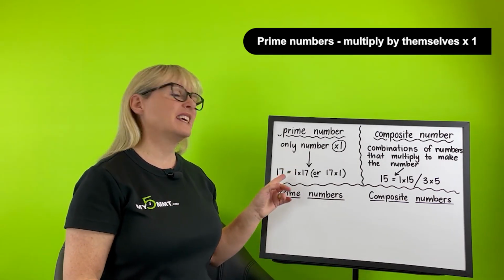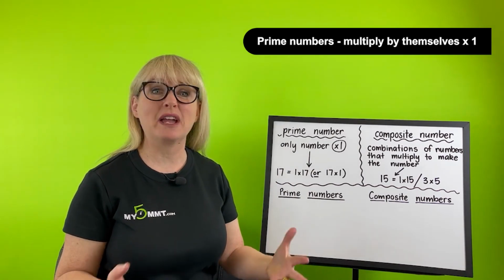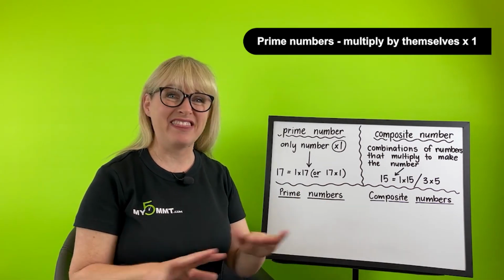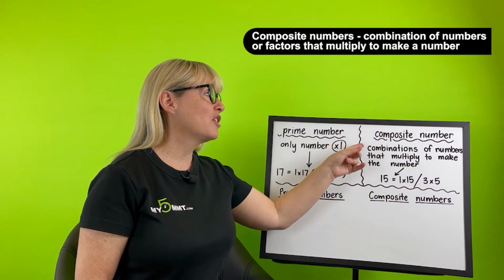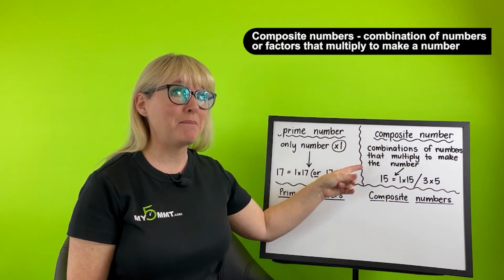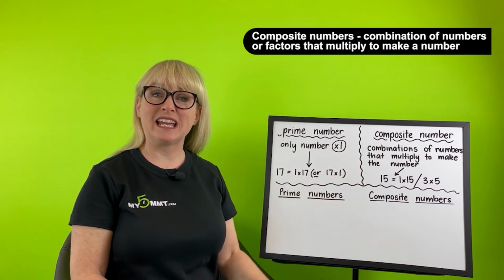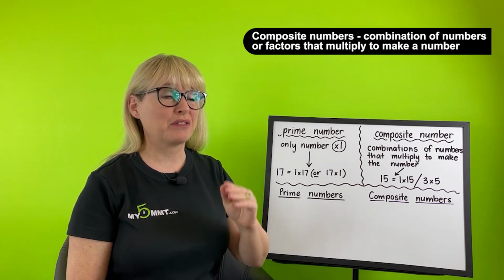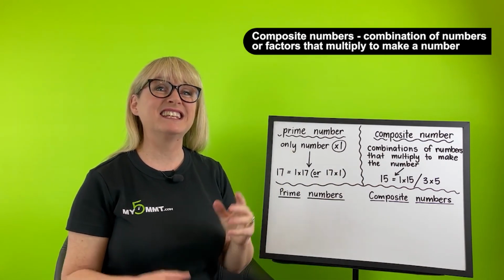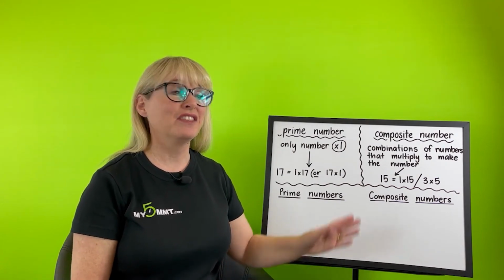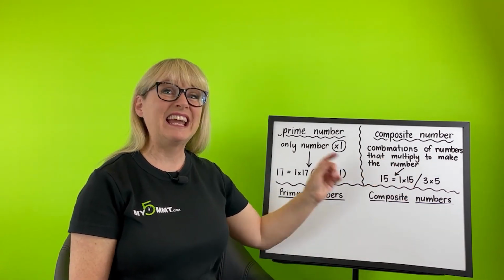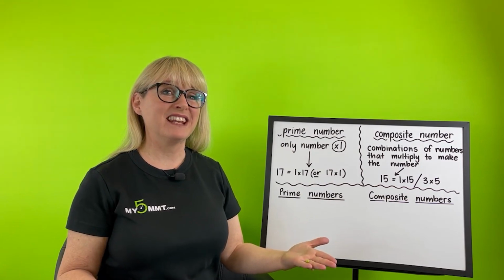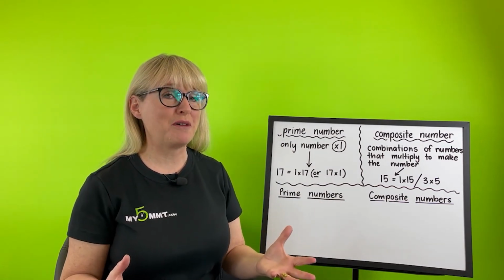A perfect example is 17 because you can only make 17 if you have one group of 17 or 17 groups of 1. It's the number times 1 and that's it. Whereas composite numbers have combinations of numbers that can multiply to make that number. For example, 15. We can say one group of 15 or 15 groups of 1. We can also say 3 groups of 5 or 5 groups of 3. So when we have a composite number, it's composed of different combinations.